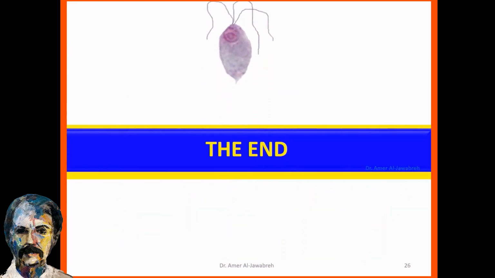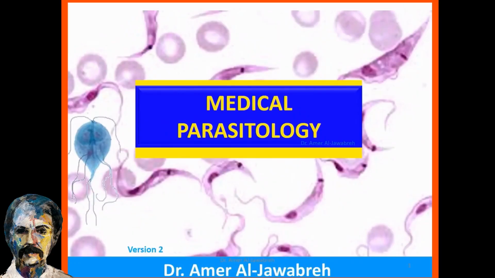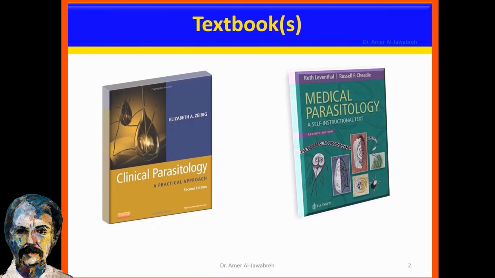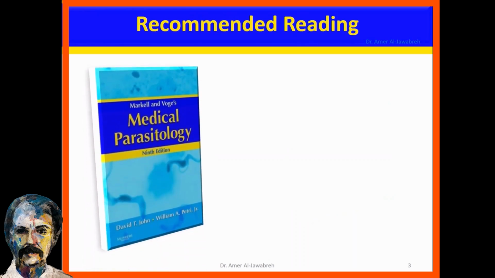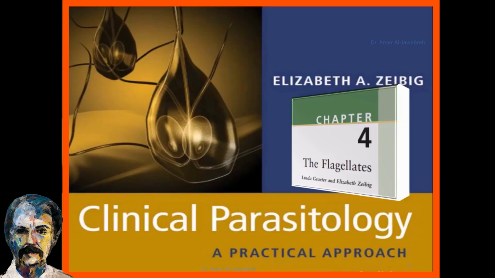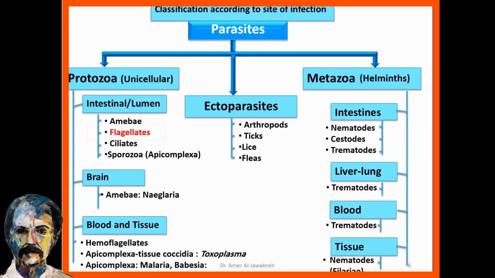And now let's go for something else. Let's go for fragilis. Textbooks again. Online references. Flagellates, chapter 4. So far we finished 2 flagellates. Now this is the third, fragilis.